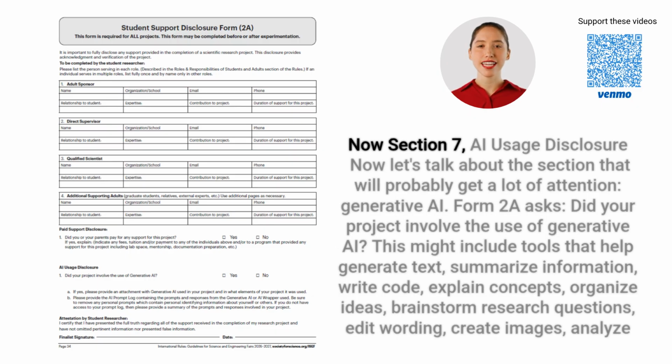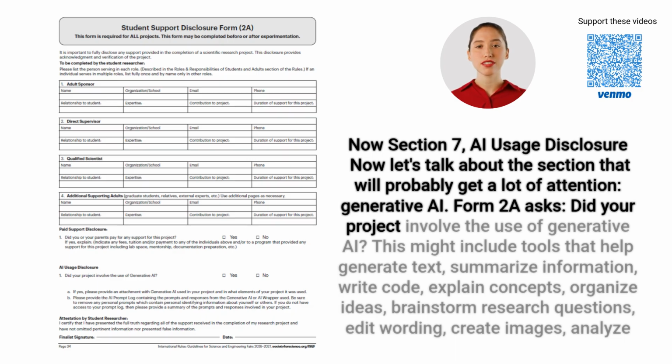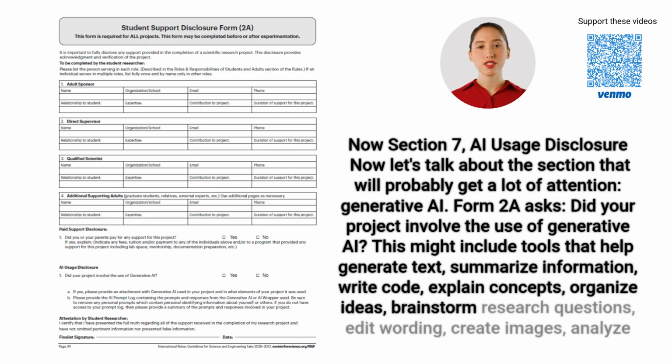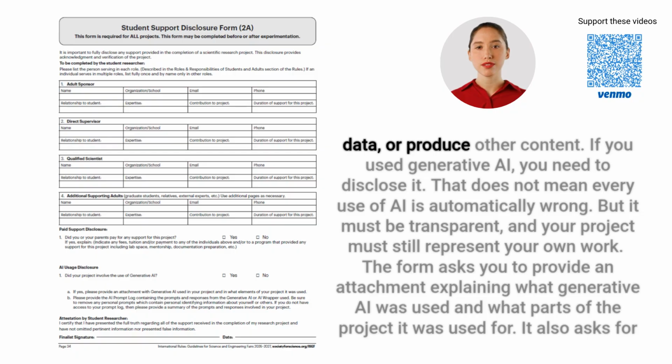Now, Section 7, AI Usage Disclosure. Now let's talk about the section that will probably get a lot of attention. Generative AI, Form 2A asks, did your project involve the use of generative AI? This might include tools that help generate text, summarize information, write code, explain concepts, organize ideas, brainstorm research questions, edit wording, create images, analyze data, or produce other content.